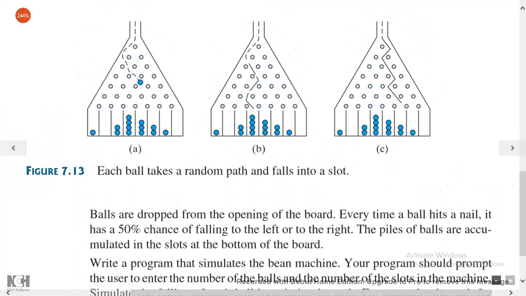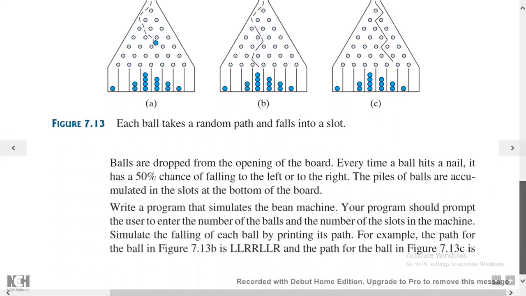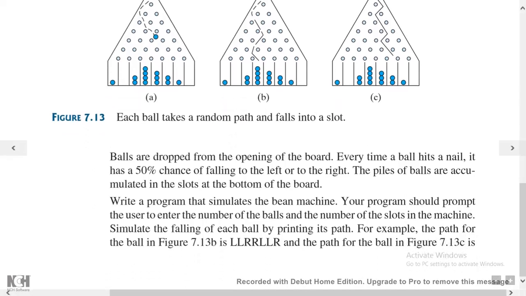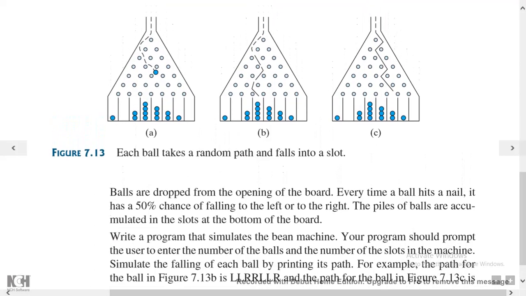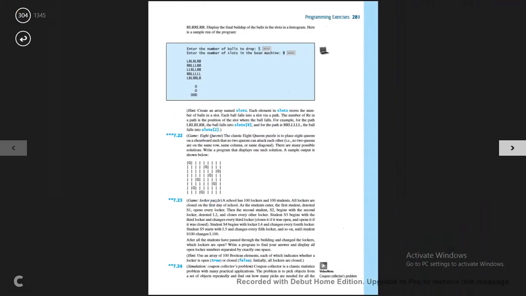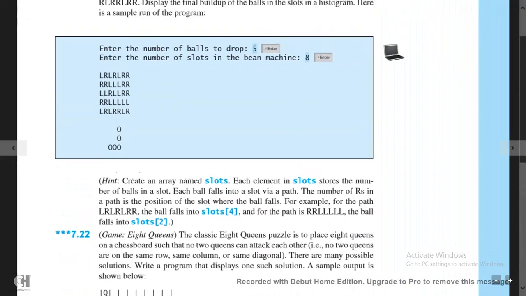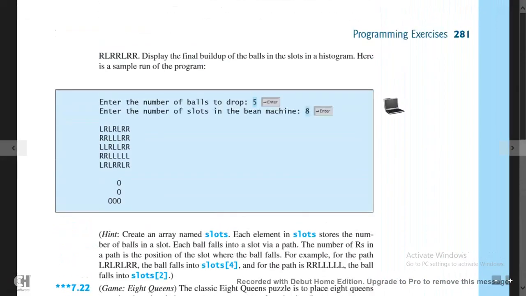Let me minimize this a little bit so that you will see. This is it right here. And the path for the ball in C is, check out C, you guys, it's RLRRLRL. Let me verify that. As you can see, it is exactly what I told you it is.